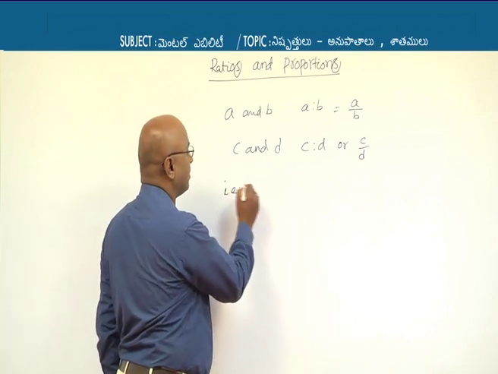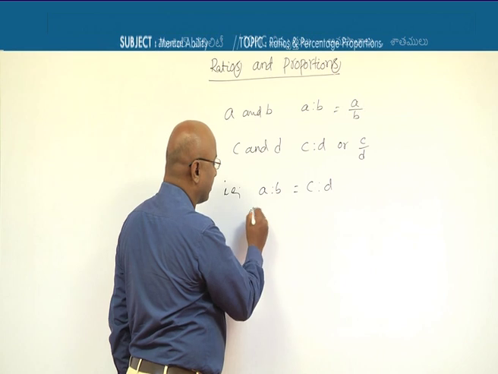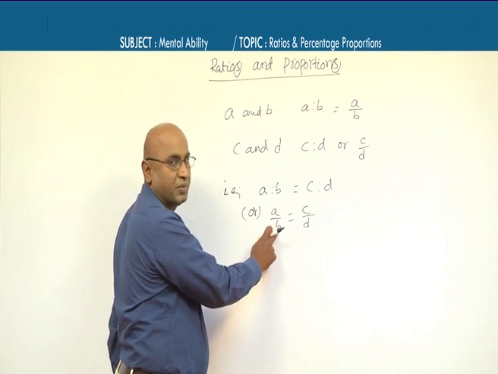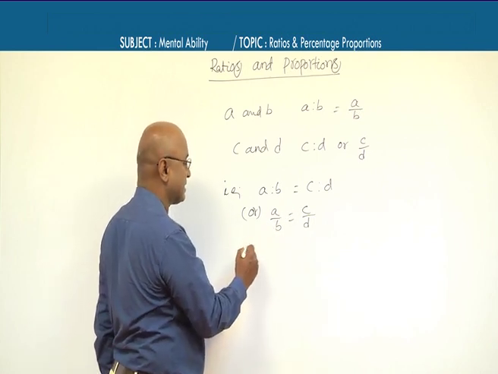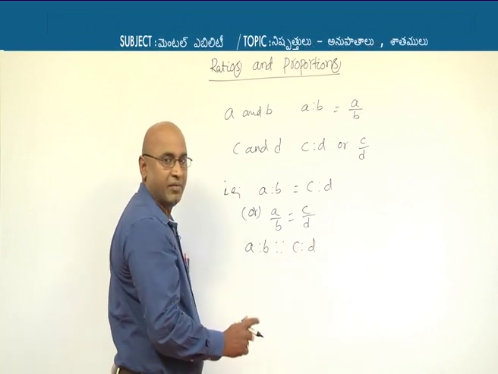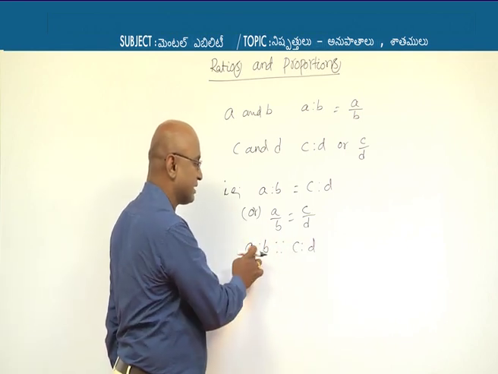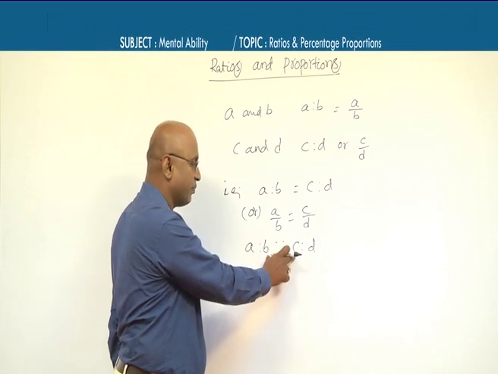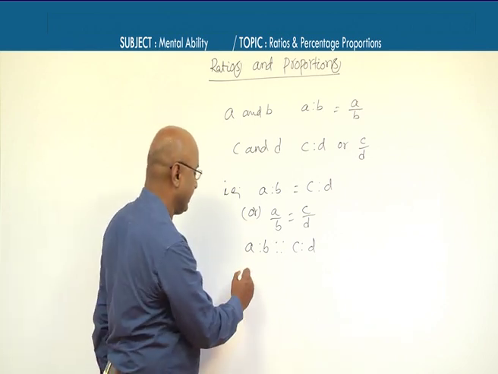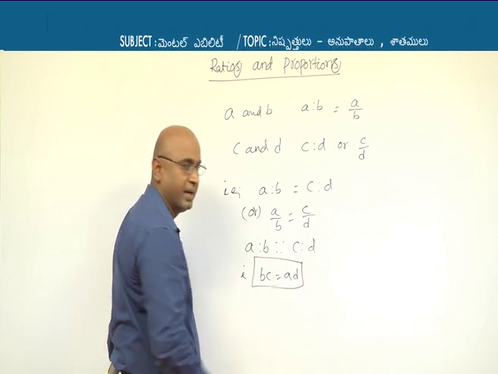If two ratios are equal, they are said to be in proportion. That is, A is to B is equal to C is to D, or A by B is equal to C by D, then they are said to be in proportion. The proportion can be written as A is to B as C is to D. When two ratios are in proportion, the product of means is equal to the product of extremes. Here B and C are known as the means and A and D are known as the extremes. That is BC equal to AD.